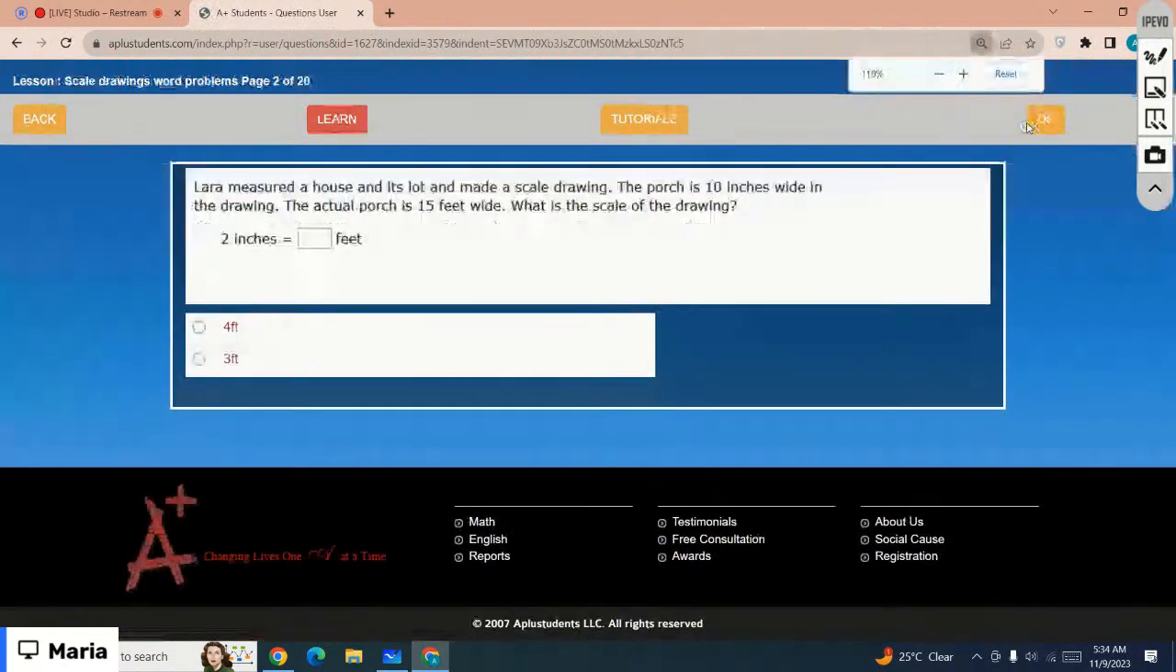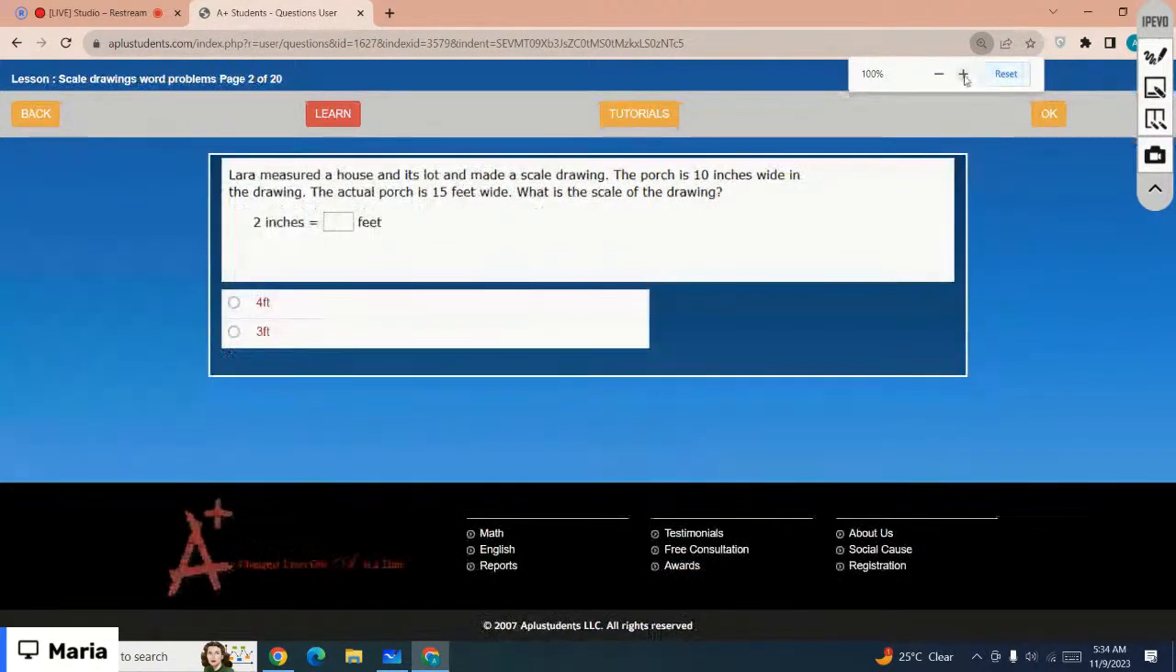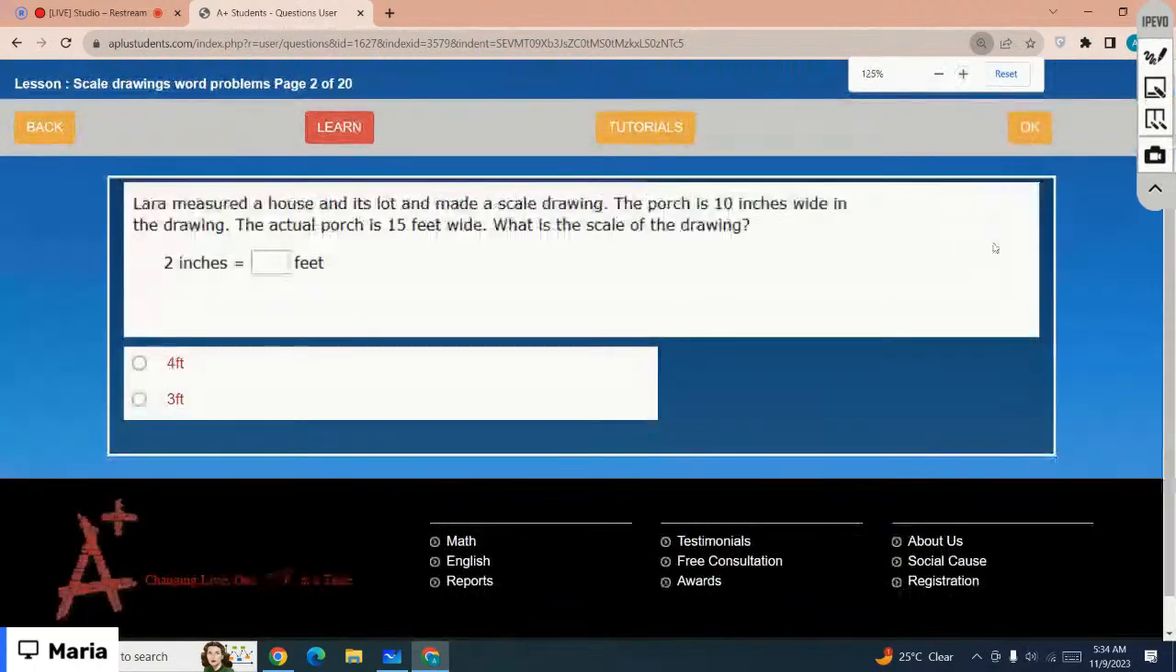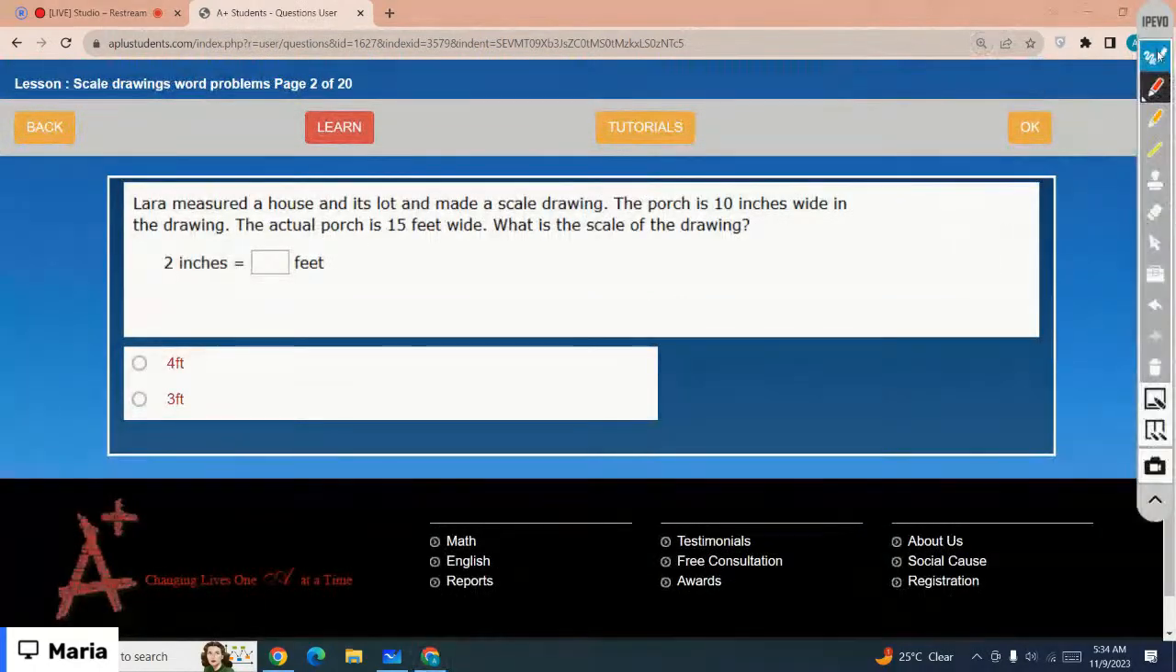Okay, Lara measured a house and its lot and made a scale drawing. The porch is 10 inches wide in the drawing. The actual porch is 15 feet wide. What is the scale of the drawing? Okay, the porch is 10 inches wide, right? And the actual porch is 15 feet. So what is the scale of drawing?